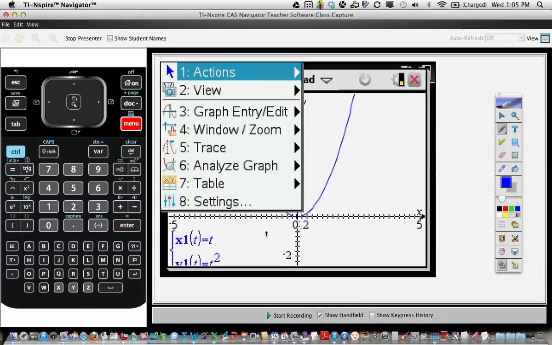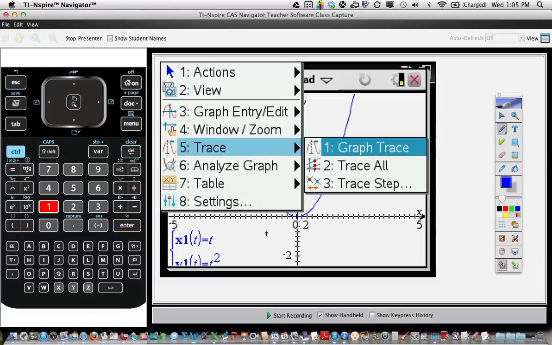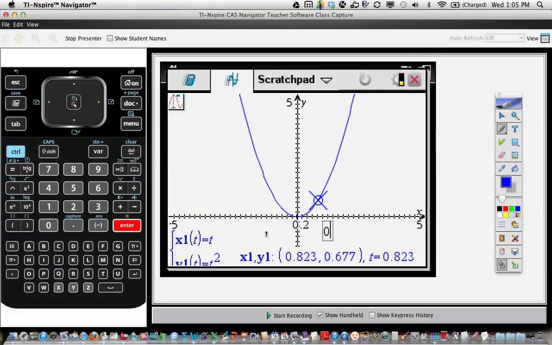Trace, and let's just double check ourselves and make sure we were on the right track there. So if we type in a 0, we're at 0, 0. Type in a 1. We're at 1, 1. Type in a 2. We're at 2, 4. Yeah, okay. Piece of cake.